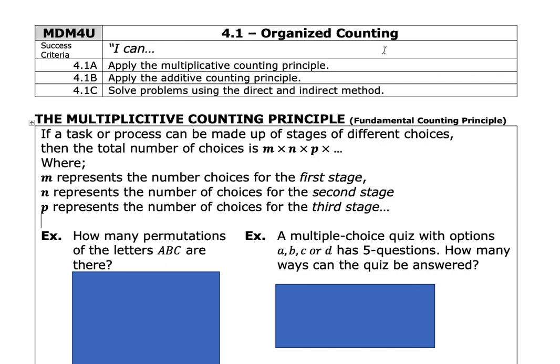Counting. In this section, we're going to learn about the multiplicative counting principle, the additive counting principle, and solving problems involving the direct and indirect method. Previously, we discussed counting techniques such as enumeration, where we list each and every single outcome explicitly in order to count the total number of outcomes.